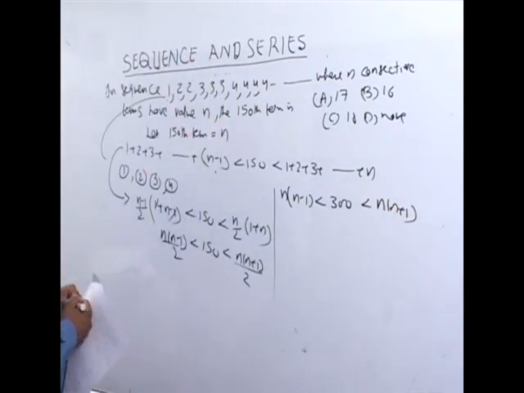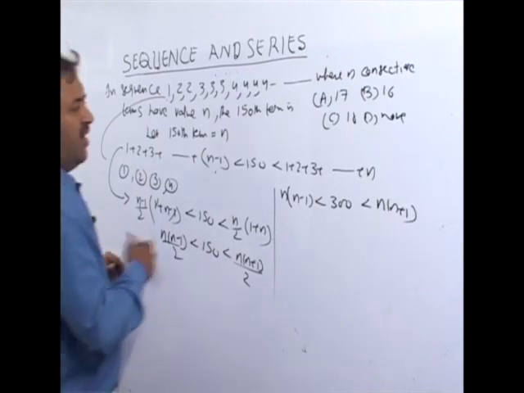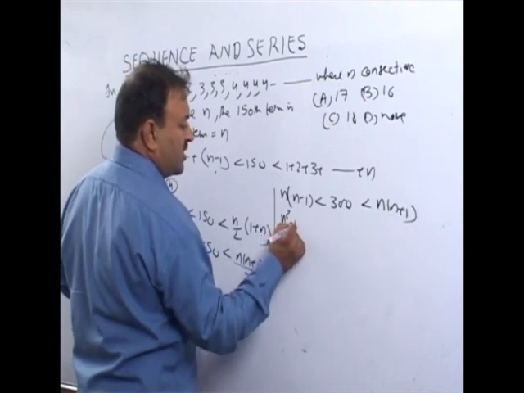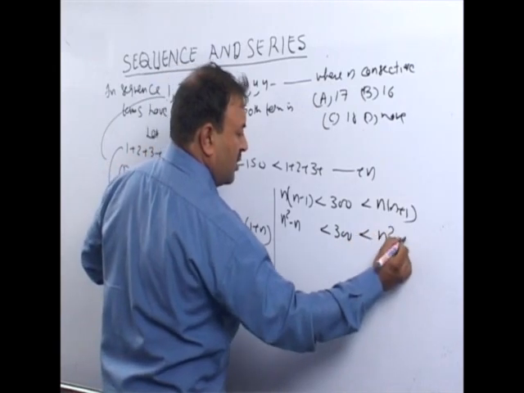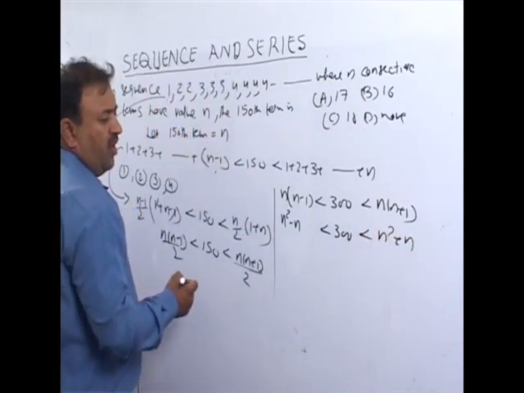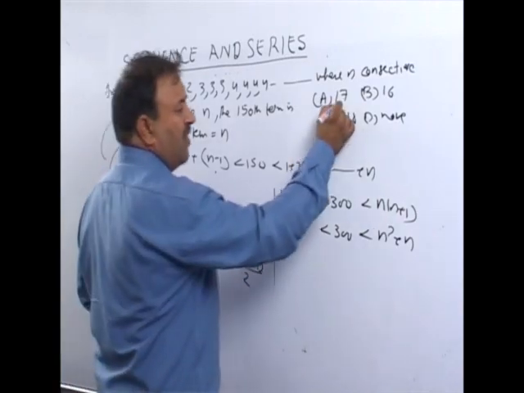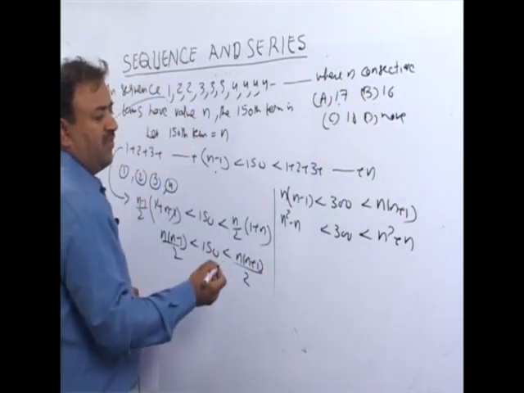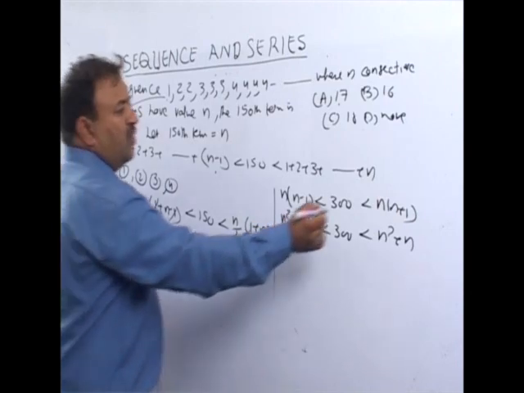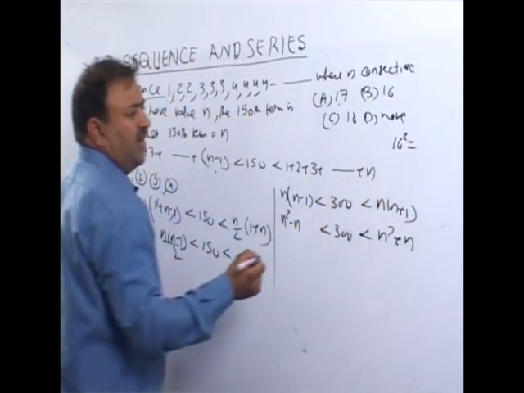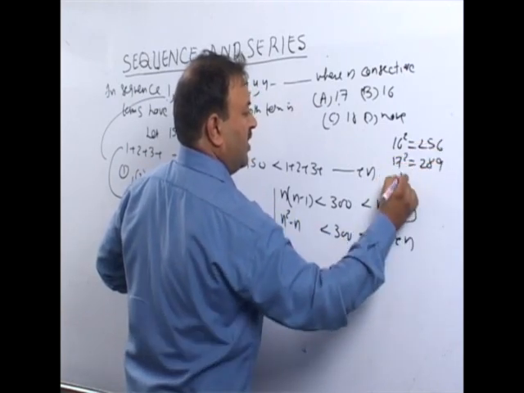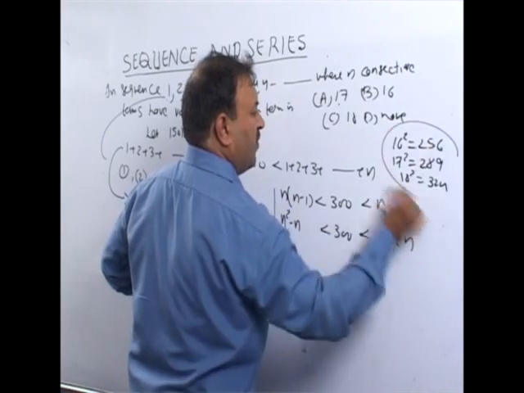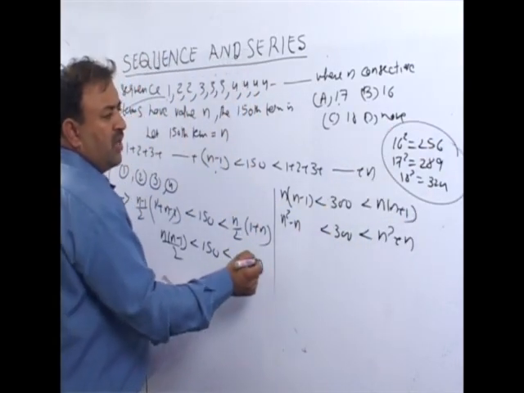Now we can check it here also. We can make a perfect square and find the value which satisfies it. It is n square minus n is less than 300, less than n square plus n. And the best thing is we can substitute the values. We can check 16, 18 or 17. Small things we should know: 16 square is 256, 17 square is 289, 18 square is 324. Now substitute the values and we can find out.